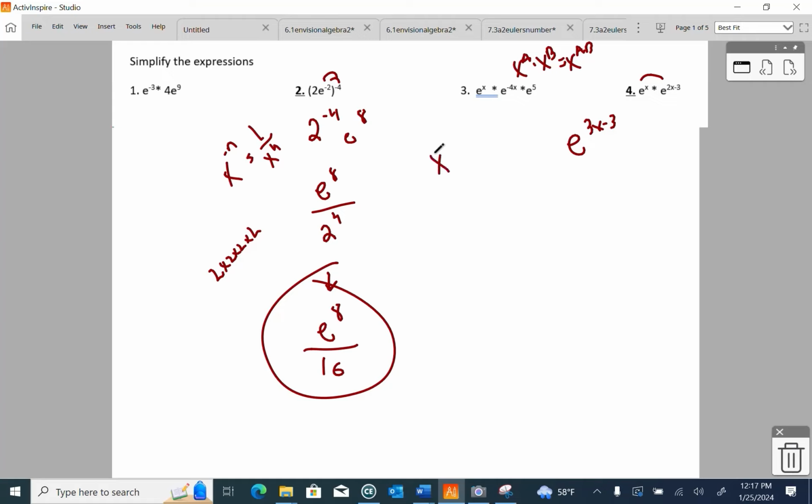You should be familiar with this property. And I break apart division through subtraction. So if I read it from right to left, I can think of this as e to the 3x over e cubed.